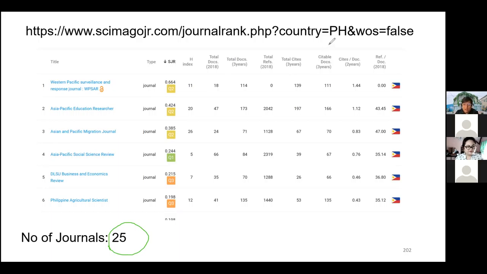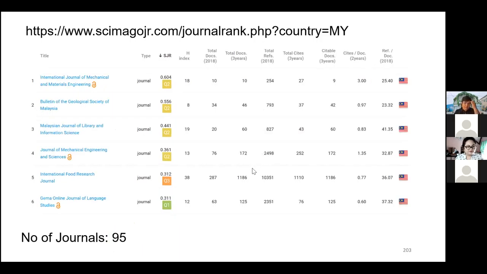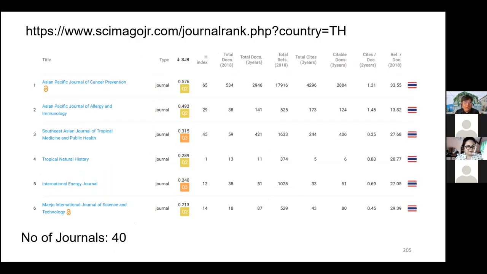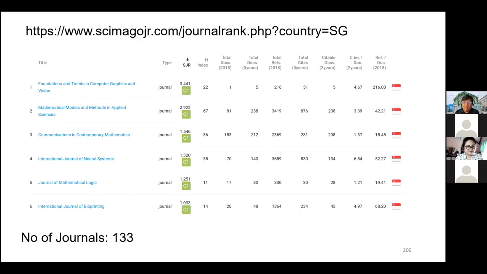Okay? Then we also have this one for Malaysia. Malaysia has 95 journals that are currently indexed in Scopus. Then this one is for Indonesia, 38. Thailand has 40. Singapore has 133. Okay?